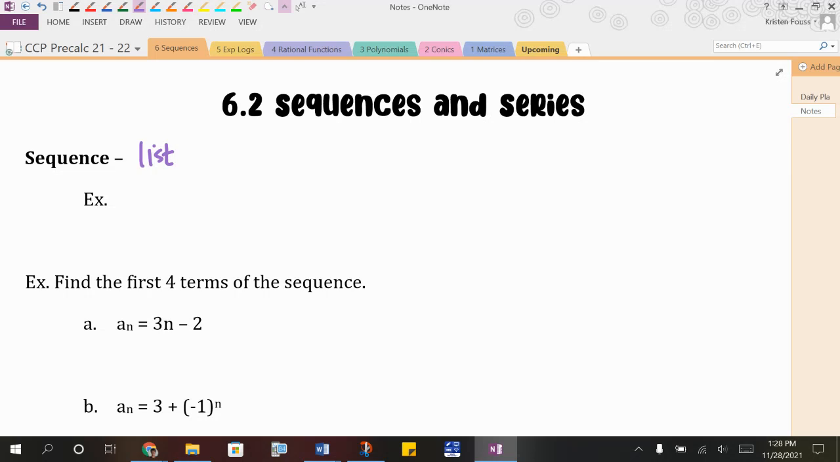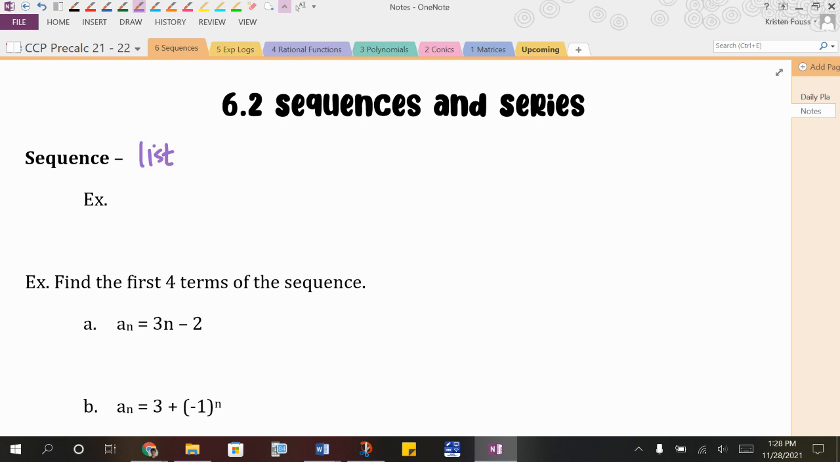Hey everybody, so today we're going to start looking at different patterns within numbers, and more specifically, how do we classify them? How can we predict them? How can we write them as expressions? But today we're just going to look a little more general in terms of what is a sequence, and then some different terminology that we'll need to know as we go through.